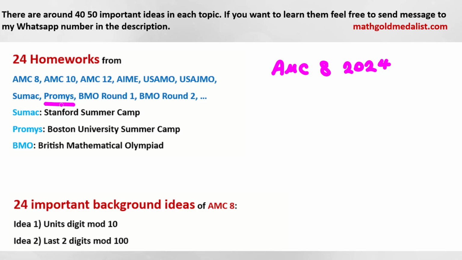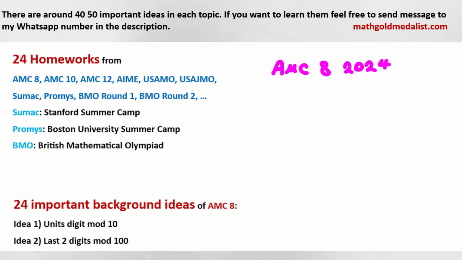PROMYS for Boston University, again a prestigious summer camp, and BMO Round 1. I can say the two most prestigious national Olympiad exams are for the USA and the UK. For the UK, it is BMO, the British Mathematical Olympiad, and BMO Round 2.